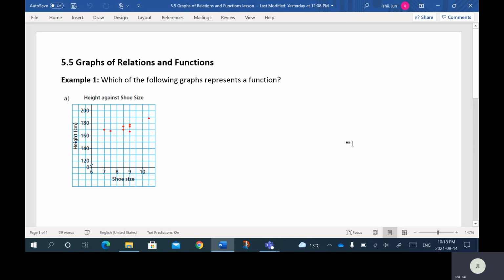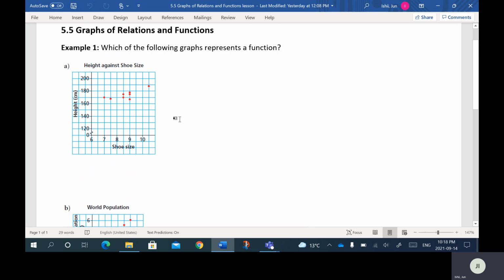Right, so the last lesson in this unit on functions and relations is the graphs. All right, so graphs of relations and functions. In the first example here, we want to determine which of the following graphs represents a function. I've got one graph here and another graph here.